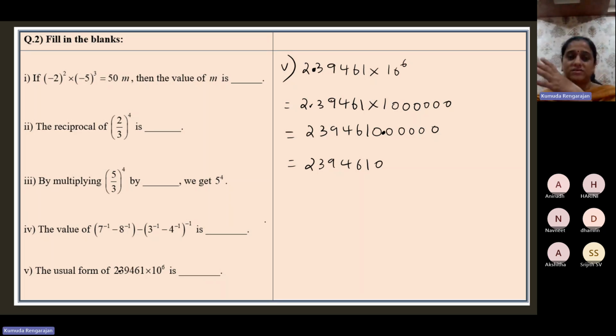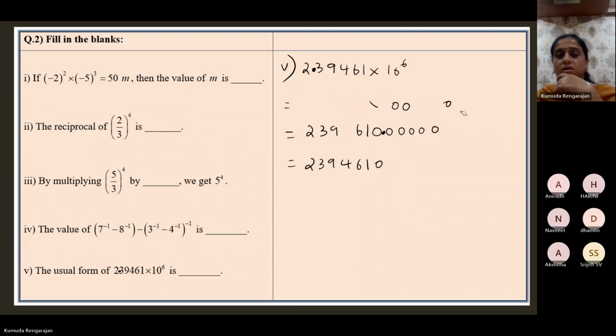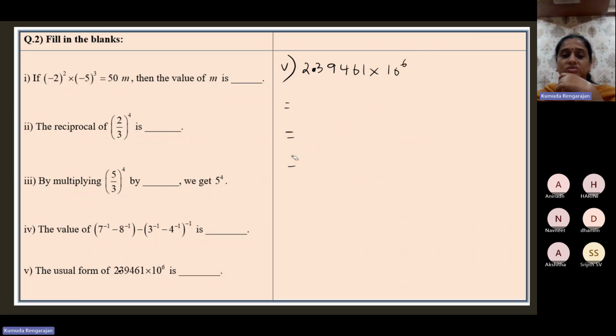You should do this fast. Let's work the steps again. I've changed the question. Please note that. This is 2.39461 into 10 to the power 6, which is nothing but 1 followed by 6 zeros. This is the first step. Now, how do you multiply? When you multiply, you should multiply the numbers without the decimal point. Don't see the decimal point, just multiply the numbers.